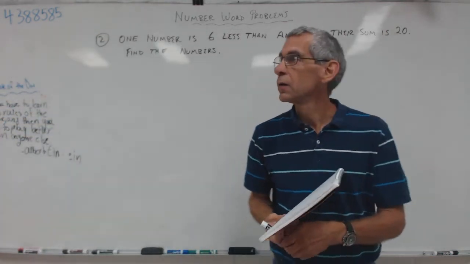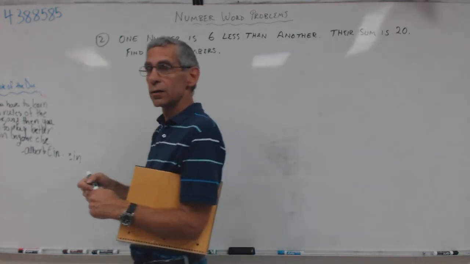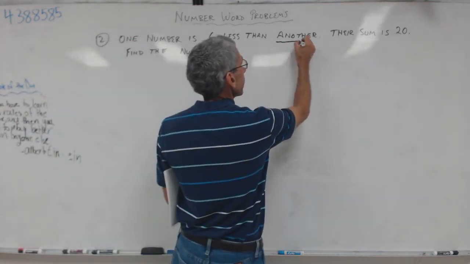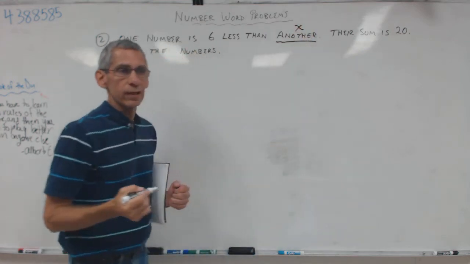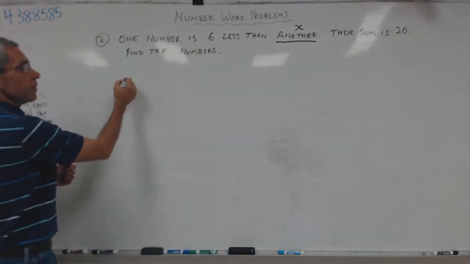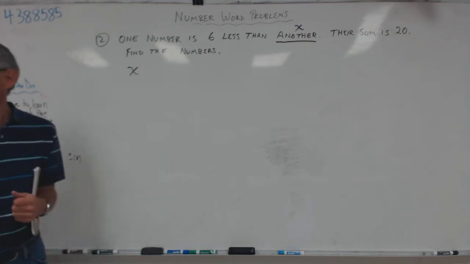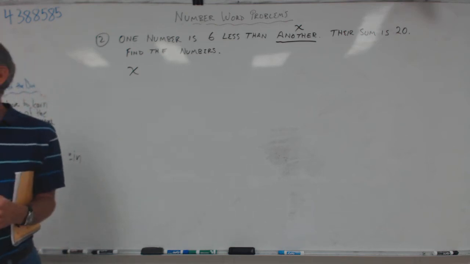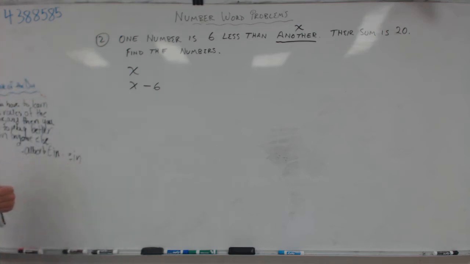How many numbers am I looking at here? 2. I've got one number and another number. Which one am I going to underline? The second one, and I'm going to put what on top of it? X. That always tells me that's my foundation, right? So I know my first number is X. I'm going to write it here. And then underneath that, I'm going to write my second number, which is 6 less than X. So, X minus 6. Yes, exactly. Beautiful. Then it says their sum is 20.